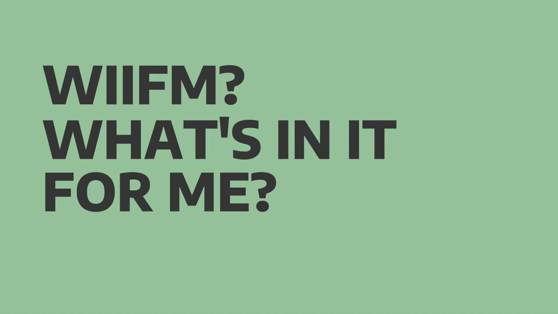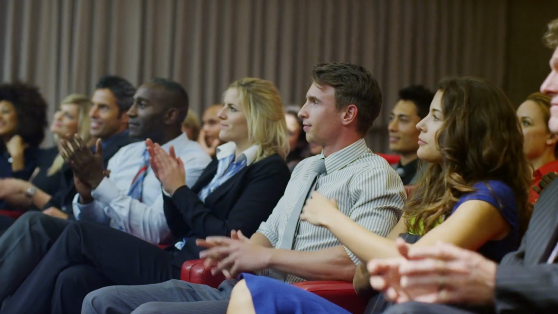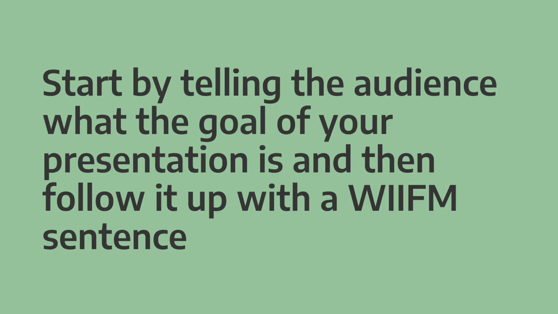What's in it for me? This goes back to what I said in my first tip. To think carefully about who your audience is and what they expect. Tell them what's in it for them, why the topic is relevant and how it will benefit them. How do we do this? Start by telling the audience what the goal of your presentation is and then follow it up with a "what's in it for me" sentence. Let's take a look at some examples.